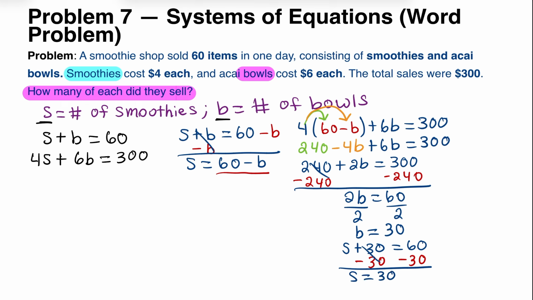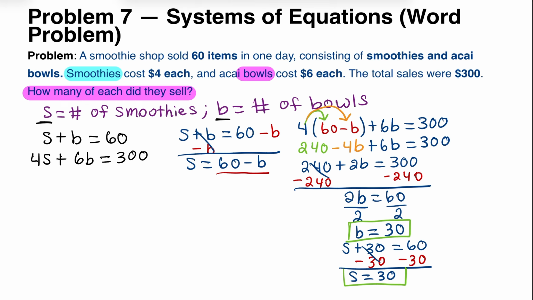Okay, so what does this mean? Well, we found our final answer. Let me go ahead and box that in. S equals 30 and B equals 30, meaning that the shop sold 30 smoothies and 30 bowls.